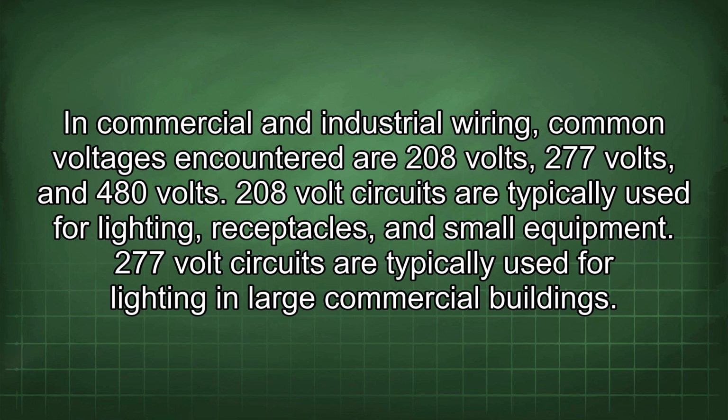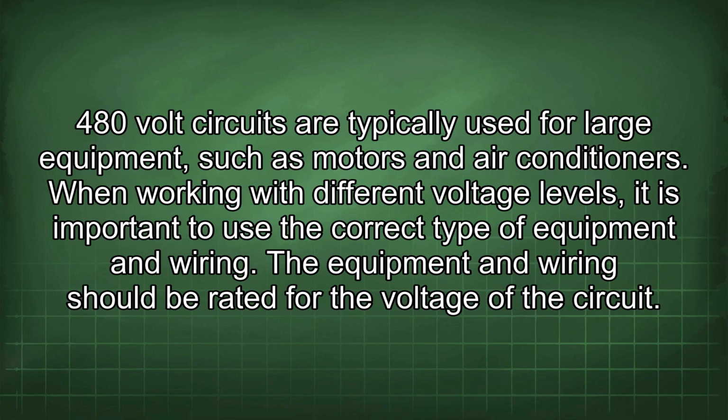208-volt circuits are typically used for lighting, receptacles, and small equipment. 277-volt circuits are typically used for lighting in large commercial buildings. 480-volt circuits are typically used for large equipment, such as motors and air conditioners.